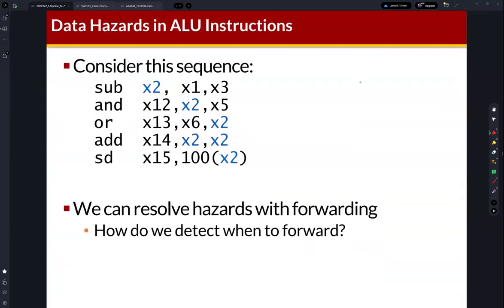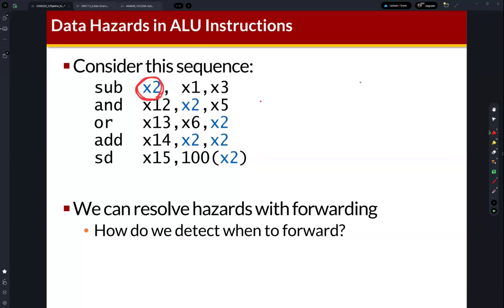Okay, so let's see this example. In this example, you can find the instruction stream here, and there are 5 instructions. The sub instruction has the X2 as RD, the destination register, which means the sub instruction stores the result in the X2. And then as you can see, the 4 following instructions, and, or, add, store, receive X2, which means the result of the sub instruction.